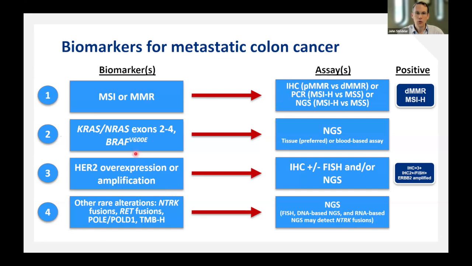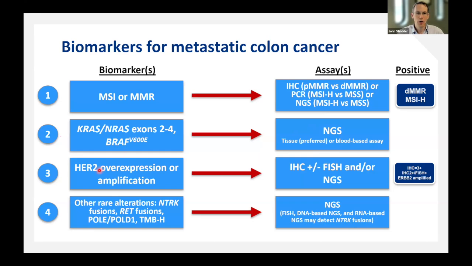All right, the number 2 is KRAS, NRAS, exons 2 through 4, and BRAF V600E. These are almost always tested out of NGS. In the old days, we used to do these with PCR. You can do them with tissue. That's my preferred way to do it, but blood is a good backup and a complementary tool.